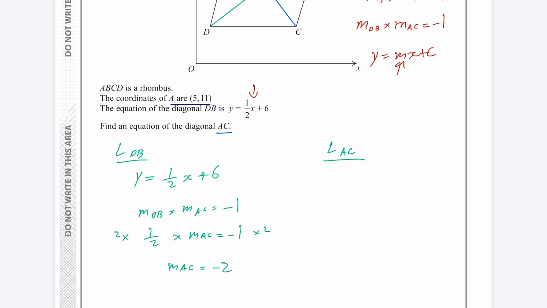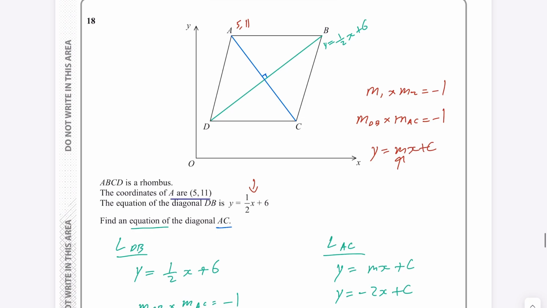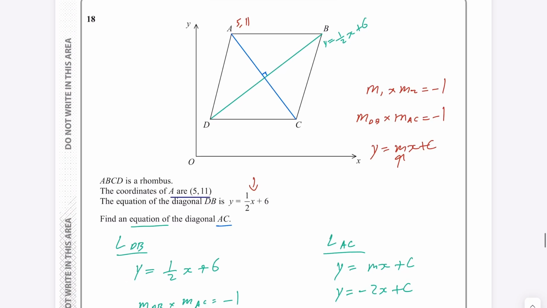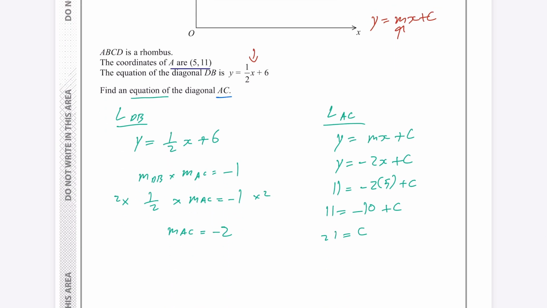If I now come over to this line, the question's asking me for the equation. So y is equal to mx plus c. I now know the gradient, so that is y is equal to minus 2x plus c. What else do I know about the line AC? Well, if I look at my graph, I know there's 2 points that the line passes through, and that's these two here. That's 5, 11. So now if I sub those coordinates in, 11 is equal to minus 2 times 5 plus c. So that is 11 is equal to minus 10 plus c. If I add 10 to each side, that becomes 21 is equal to c. So my final equation then becomes y is equal to minus 2x plus 21.